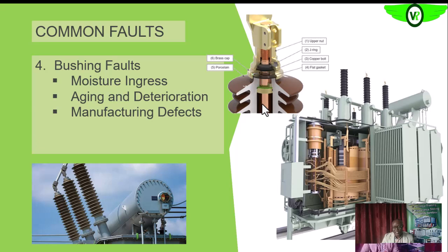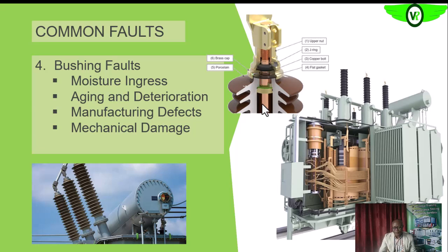Then manufacturing defects too can also result in bushing faults. Okay, if there are manufacturing defects that compromise the dielectric strength at some points within the transformer. Maybe we have voids within the bushing. I mean to say, if we have voids in the bushing, or air trapped within the bushing material, that can result in reduction in the dielectric strength of the bushing.